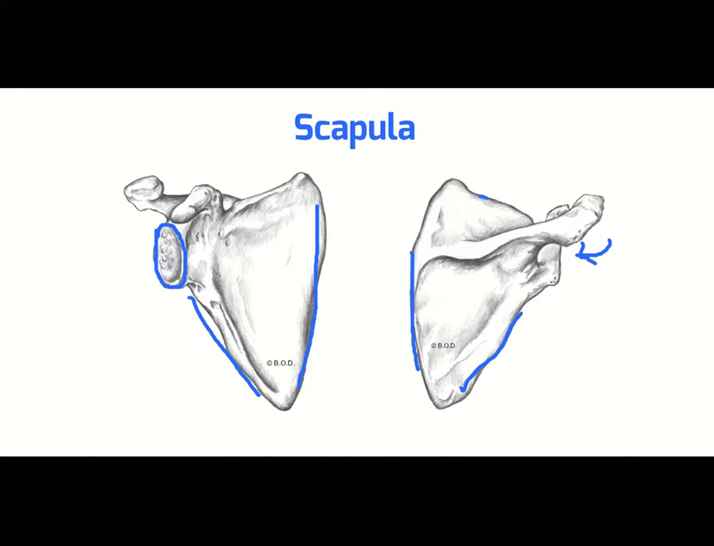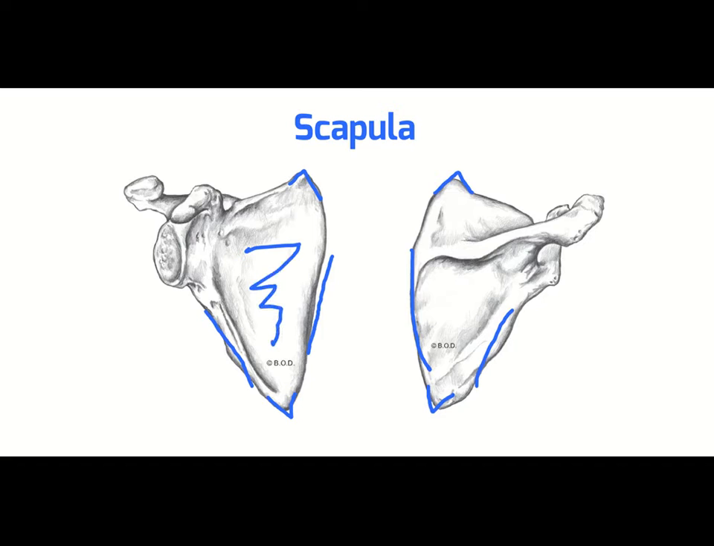And then we also have the superior border on both of them. From there, we can also identify angles. So we have the superior angle on the top portion and the inferior angle on the bottom. So one more time, we have the lateral border, medial border, inferior angle, superior angle, anterior surface, posterior surface.